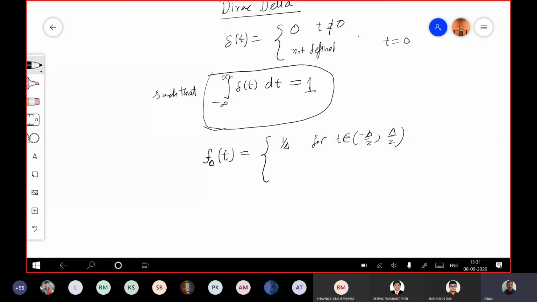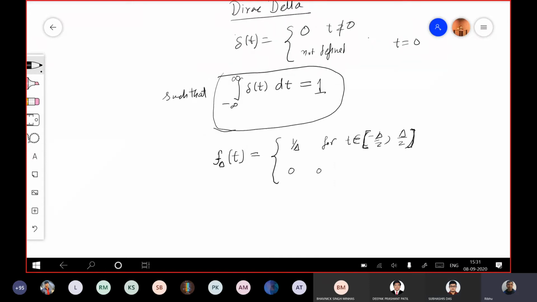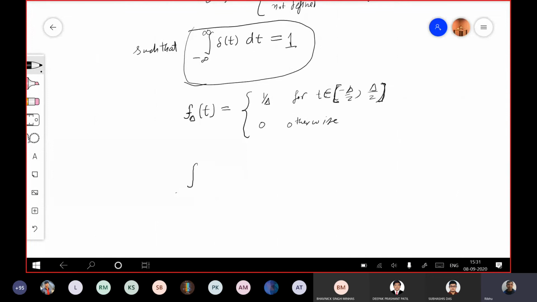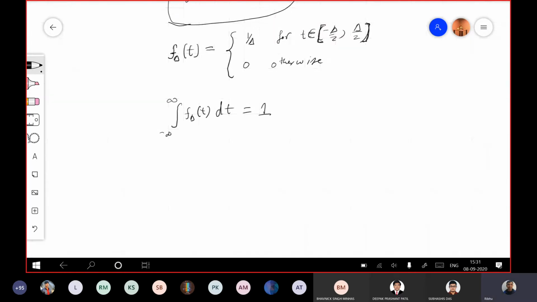You understand this, right? It can be a closed set or an open set, that won't matter because this is a continuous function. And 0 otherwise. So you see that the integral from minus infinity to infinity of f delta of t dt is always 1. The area under this curve is always 1.